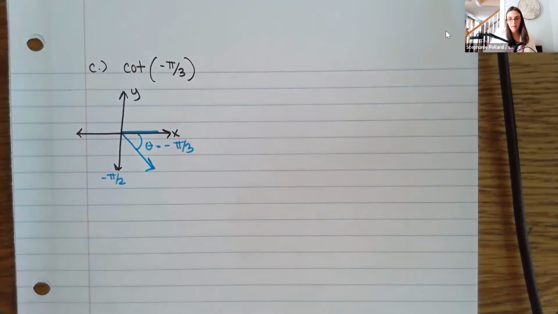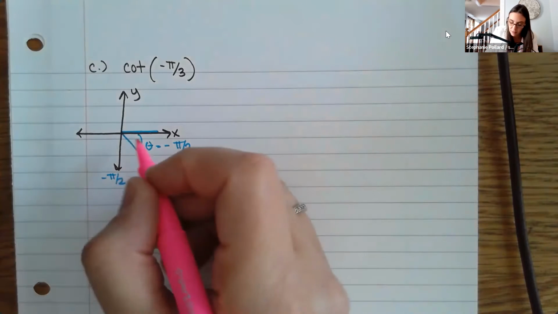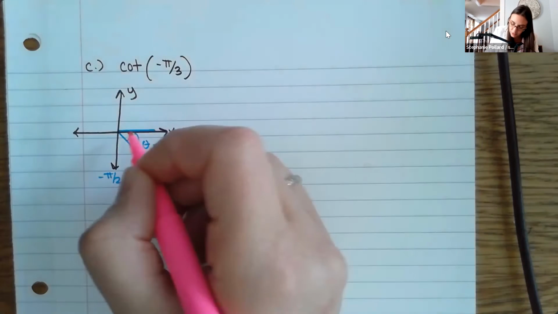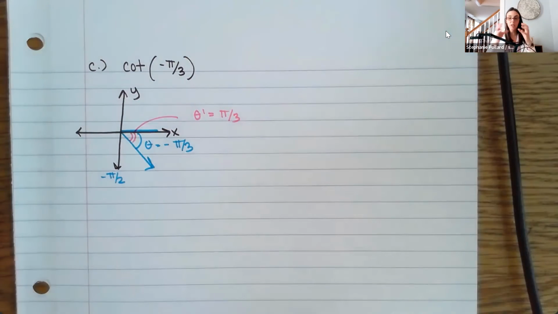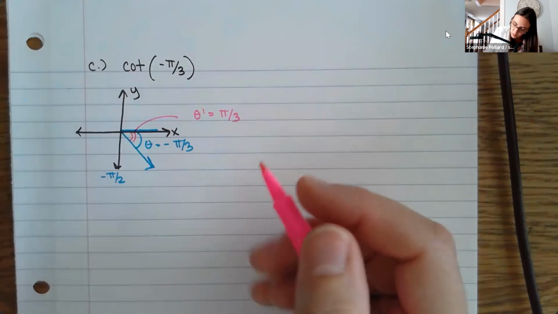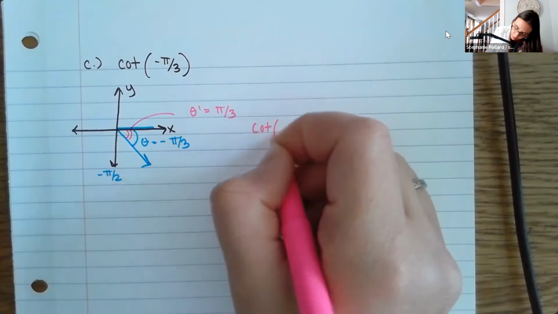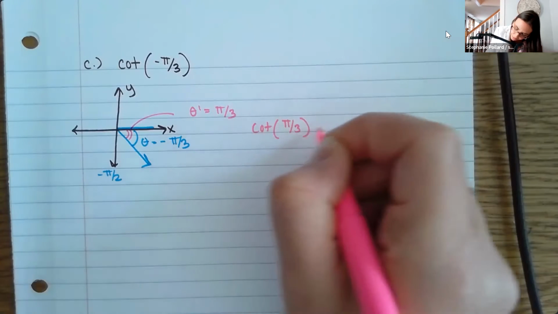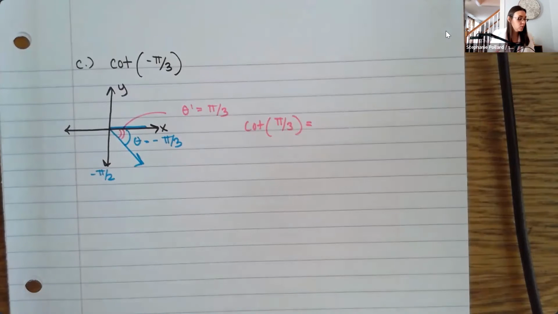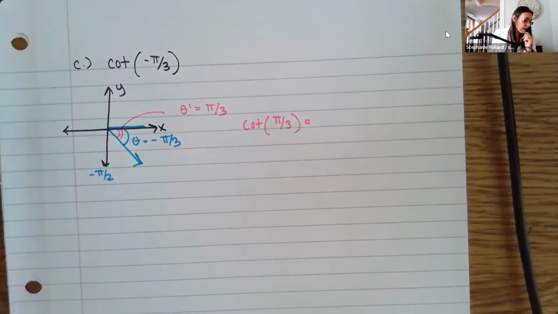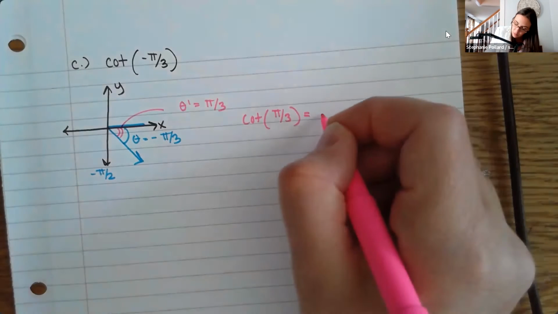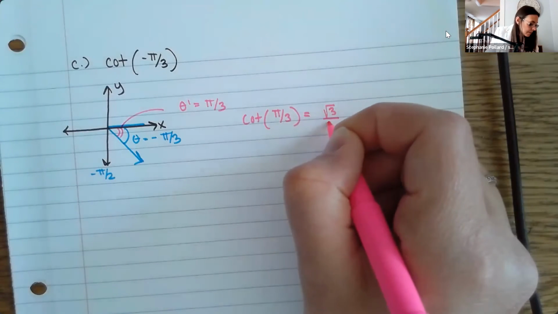Now for this one, it's kind of really nice. The reference angle is actually the same thing, but the positive version. Right, because we're just connecting back to that x-axis. It's the same distance, that same angle is being shown, but on the positive side. So what I'm going to do here is find cotangent of positive pi over 3. And again, this is one that we have seen before. So cotangent of pi over 3 is root 3 over 3.